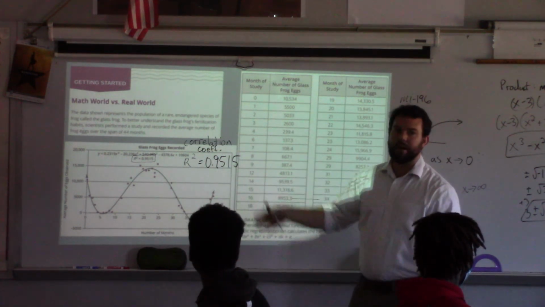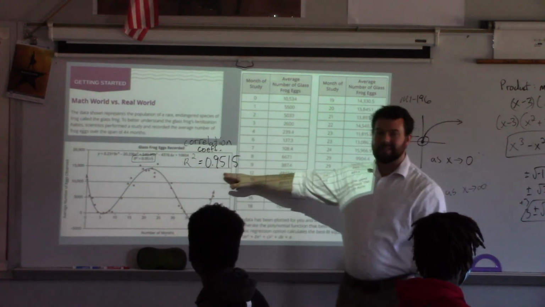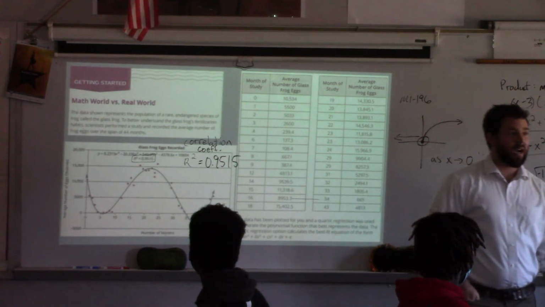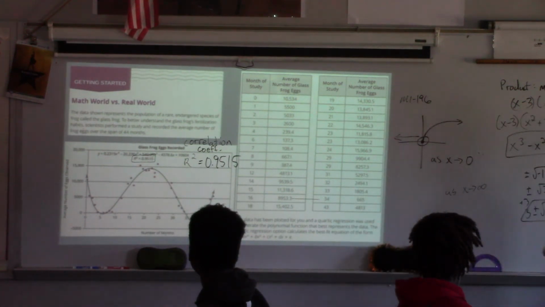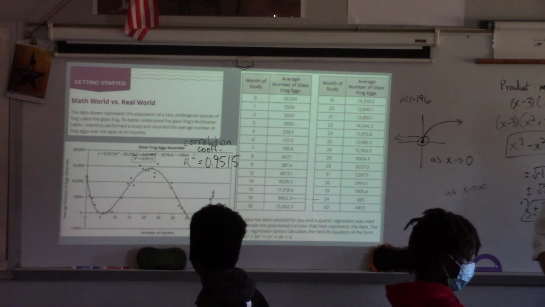But notice that's R squared. If I want r, I would take the square root of both sides. But I mean, look at it. Is that a pretty high correlation? Yeah. 0.9, remember, is a strong correlation. Notice I didn't say linear, because it's not a strong linear relationship.